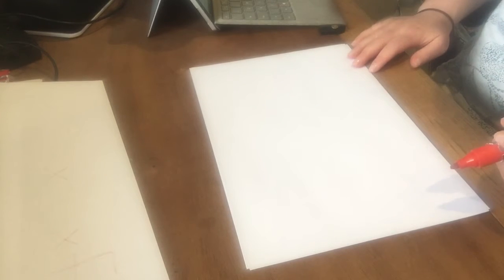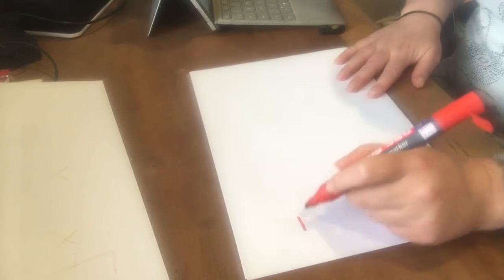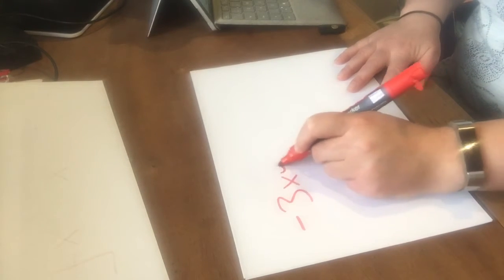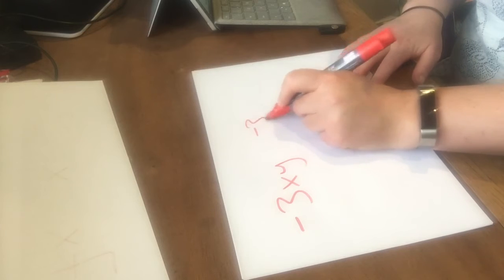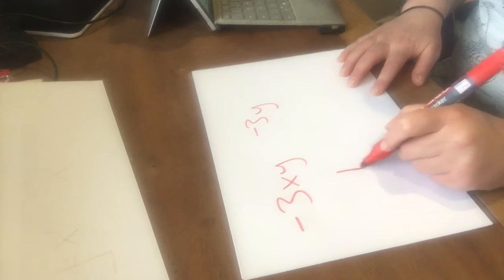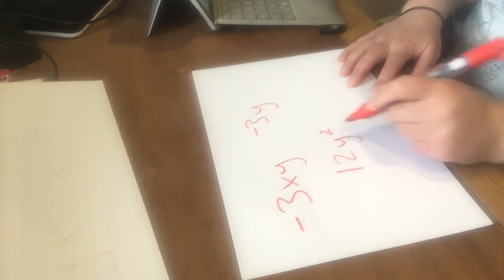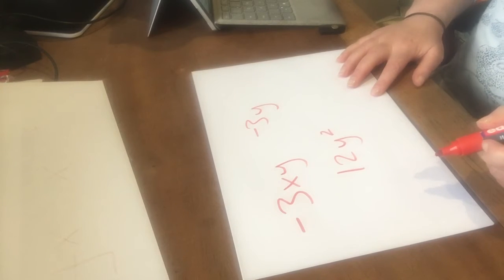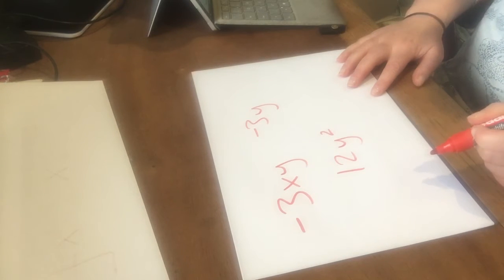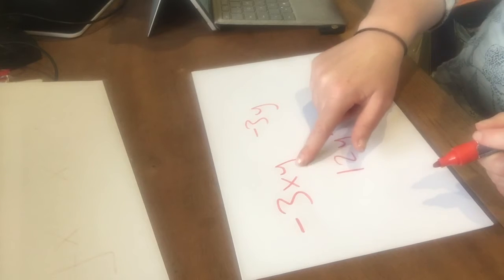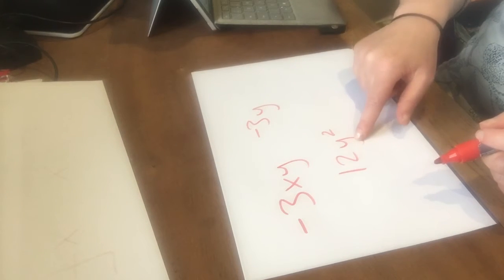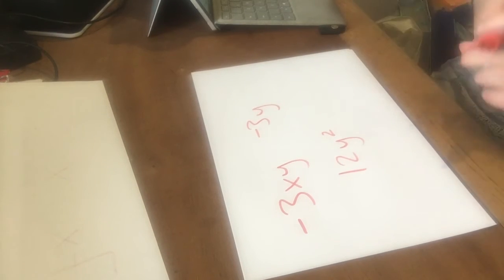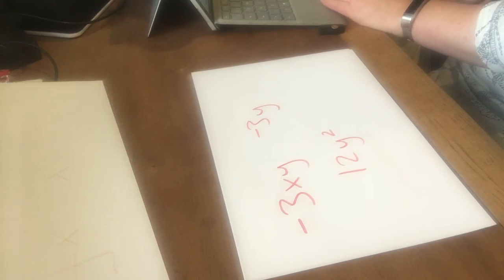If they are not like terms, they are called unlike terms. Let me give you an example. Minus 3xy, minus 3y and 12y squared are unlike terms because you've got xy, y and y squared, so their variables or their exponents are different.